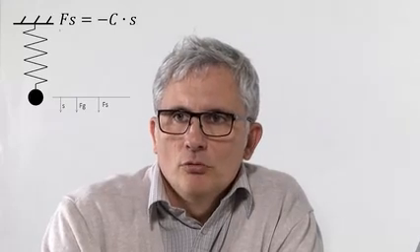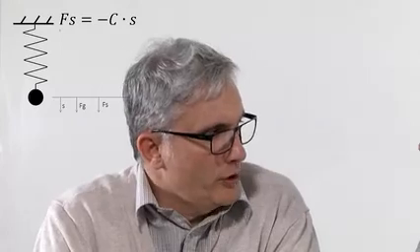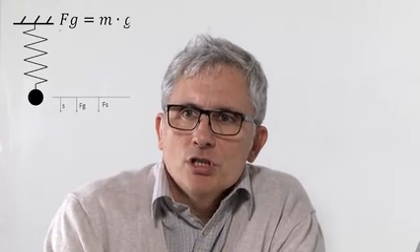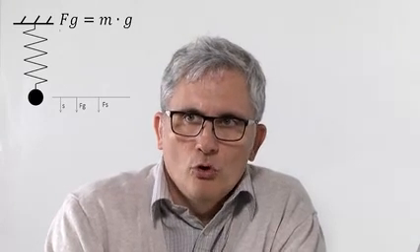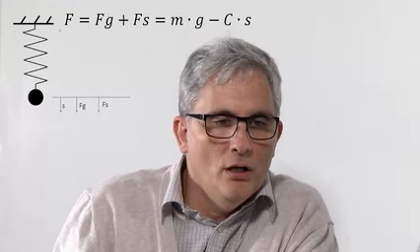So far, we only had a force acting on the ball solely caused by gravity. And the equation was Fg equals m times g. Now we've got a force caused by the superposition of the gravity force and the spring force. So our new equation looks like F equals Fg plus Fs equals m times g minus c times s. We can enter this equation in our Simulink model.